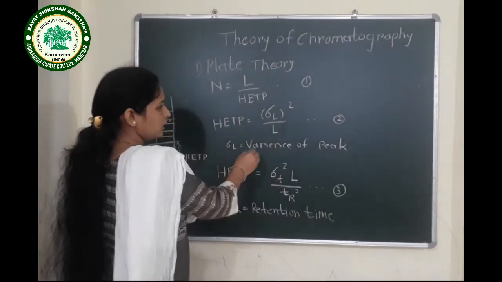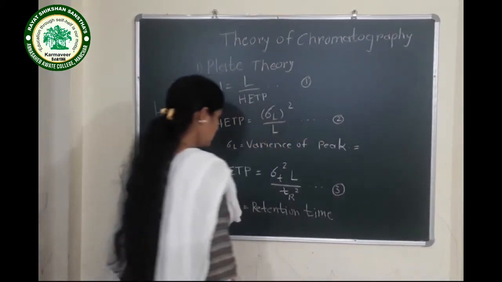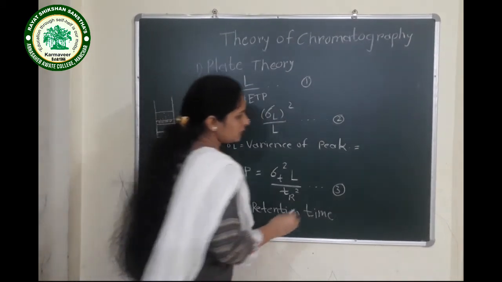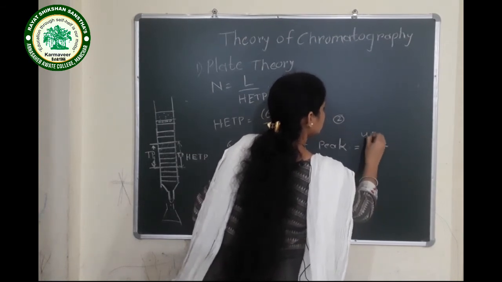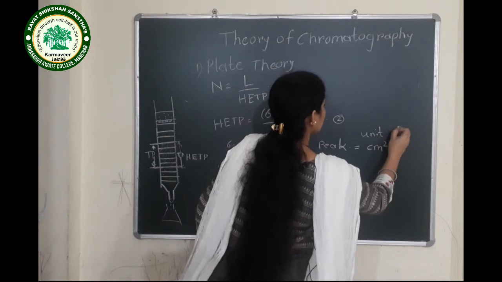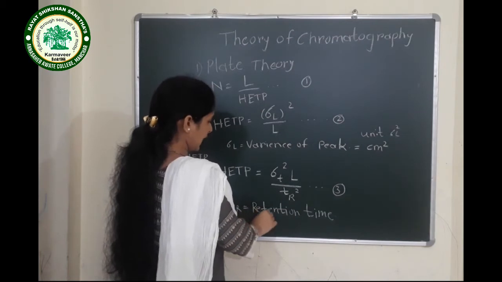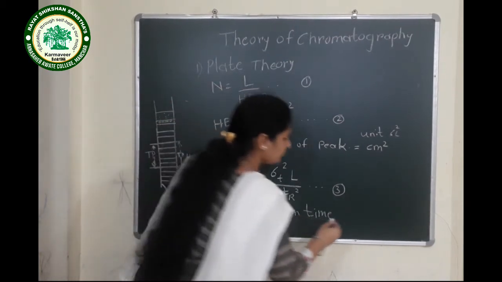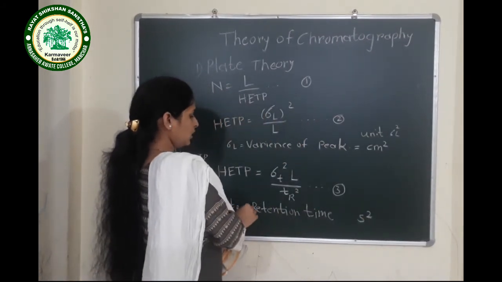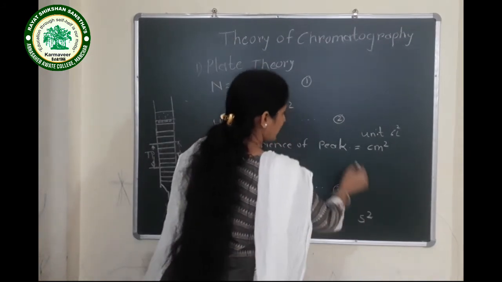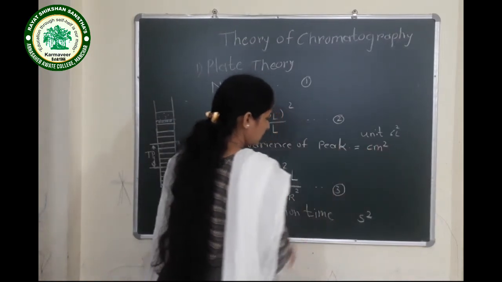Now this variance of the peak, it is related to the length of the column. Therefore the unit will be centimeter square. Unit of the sigma square L will be centimeter square, and the unit of the retention time will be second square, as it is related to the time. And the unit of the sigma L square, meaning variance of the peak, will be centimeter square.